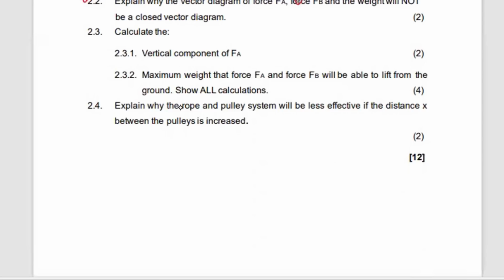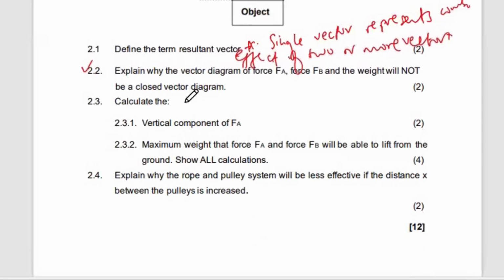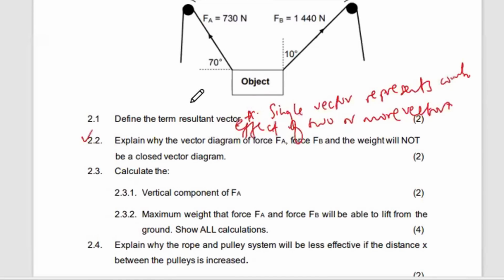Then explain why the vector diagram of FA and FB, as well as the weight, will not be closed. So we know that for a vector diagram to be closed, the forces have to be in equilibrium, or the net force has to be zero. So we can say that the forces are not in equilibrium.